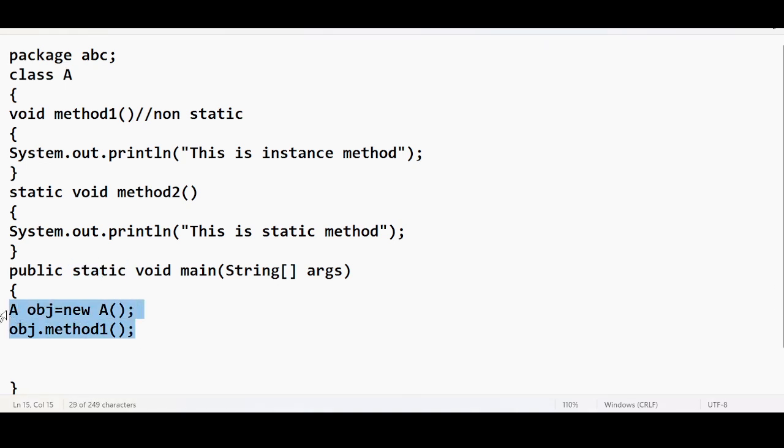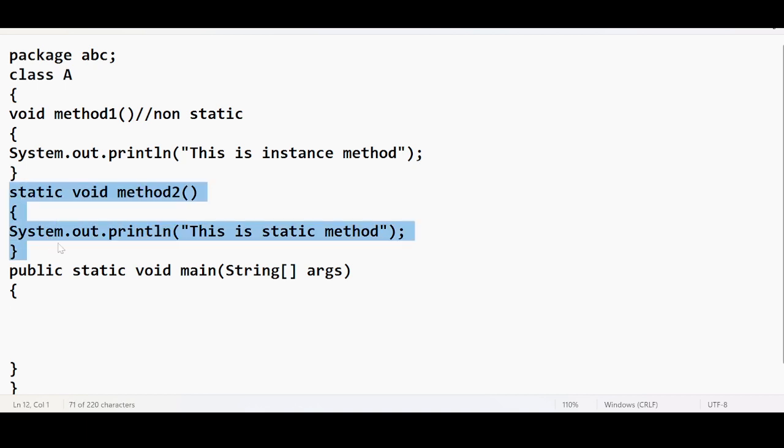So object creation is mandatory. Only static methods can be called directly inside the static contents. Okay. Now let us understand this. So this is a static method, and this is a non-static method.